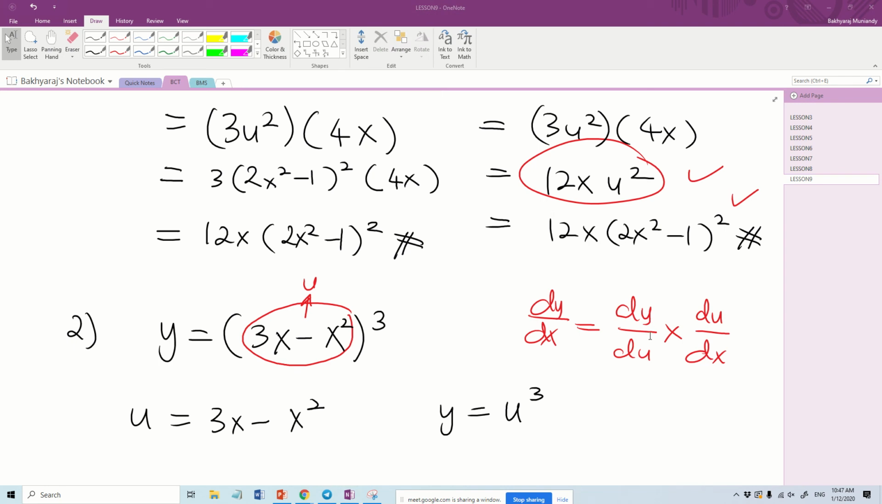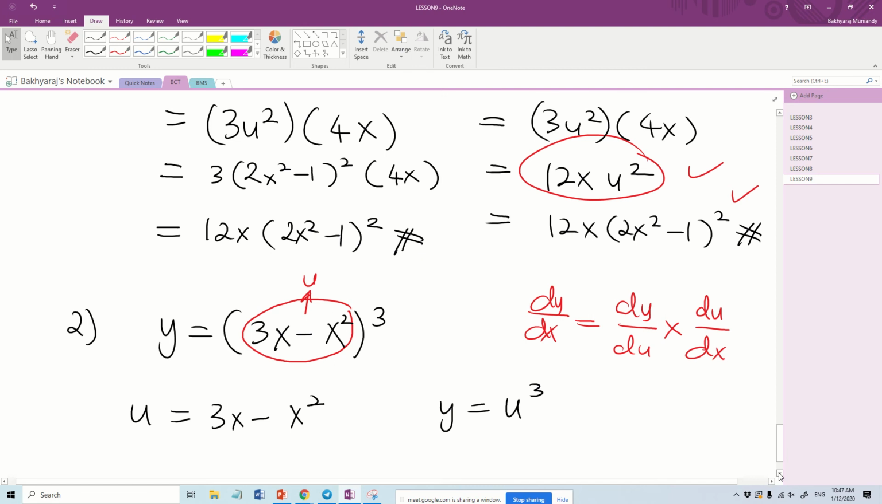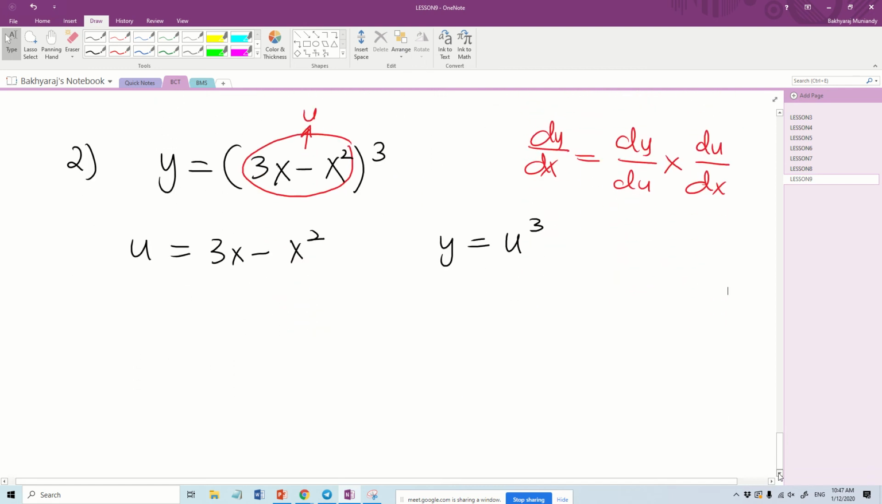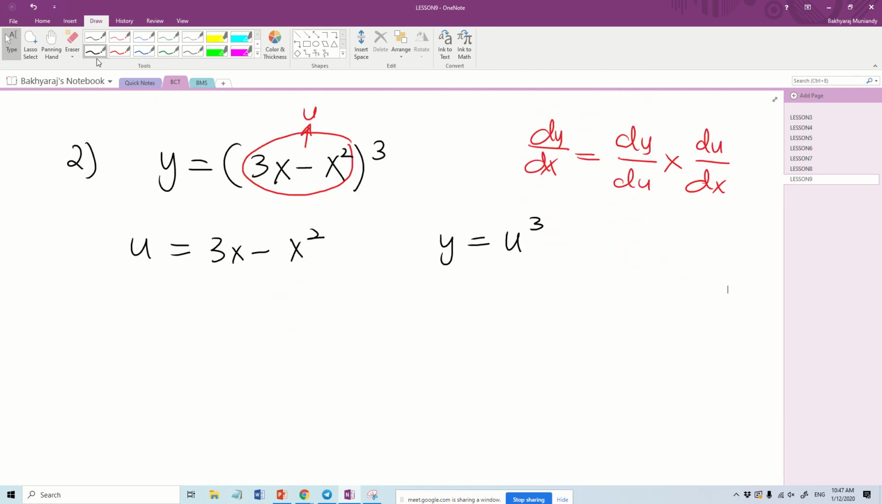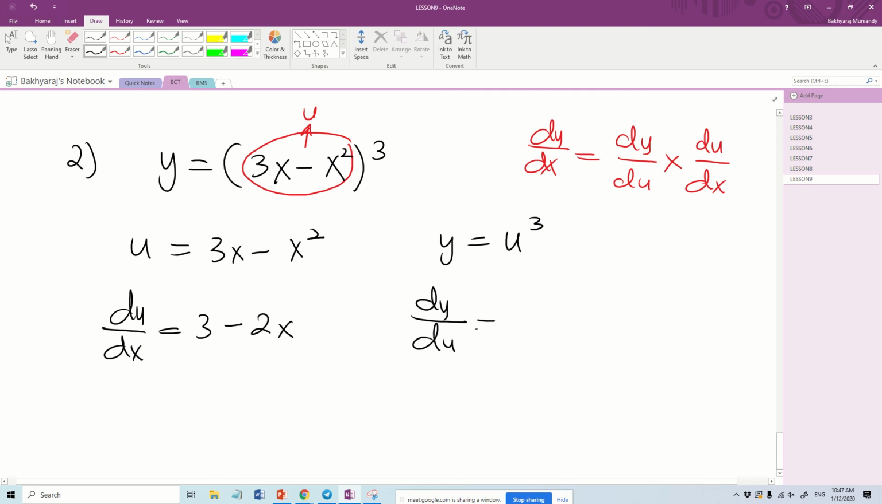Okay, what will I get this time for du/dx? du/dx becomes 3 minus 2x, very good. I get 3 minus 2x, and your dy/du will be equal to, yeah, correct, 3u power of 2, very good. Now you do substitution. Substitute into the formula.